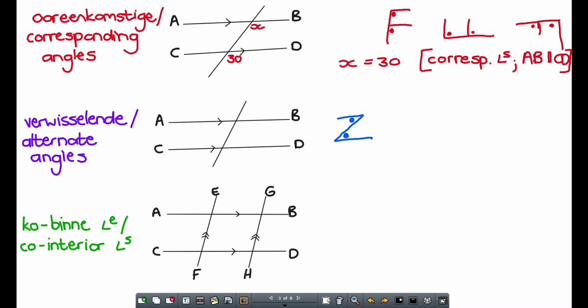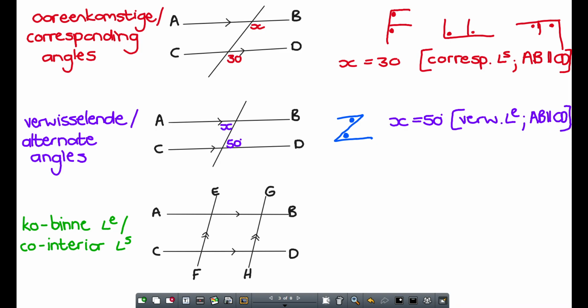Ek gaan nou hier vir jou sê, daai is X en hy is 50 grade, né? So wat jy dan vir my gaan sê is X is equal to 50 degrees and my reason will be alternate angles. Ek gaan nou die Afrikaans verslag skryf, verwisselende hoeke. Again, I can't just stop there, otherwise you're not going to get your mark for the reason. I must mention the parallel lines as well. So ek gaan sê AB is parallel aan CD.